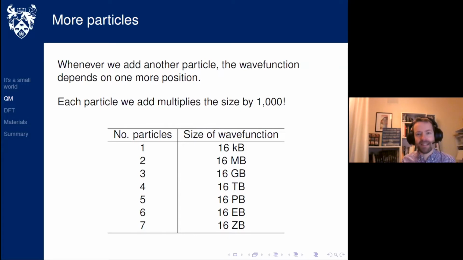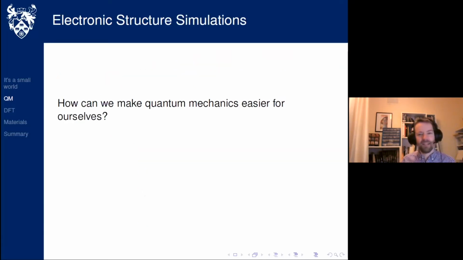16 zettabytes is about 1/5 of the estimated total computer storage in the world this year. So if I want to study the quantum mechanics of 7 particles, I need about 1/5 of the global data storage. That's everything Google has, Microsoft has, Amazon has, all the data centers in the world. I need about 1/5 of that. And I can't do 8 electrons because that would need 1,000 times more storage. So I'm stuck at 7 particles. So that doesn't let me simulate very much of a material.